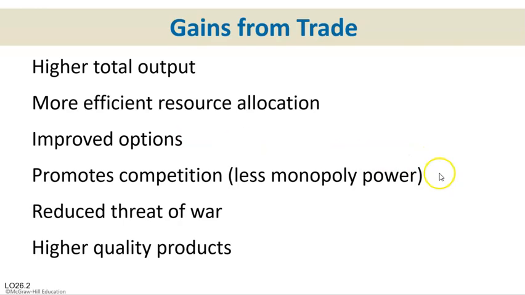The next gain from trade is competition. So the more competitive the markets, then the better things work. And the opposite of this is called monopoly power.